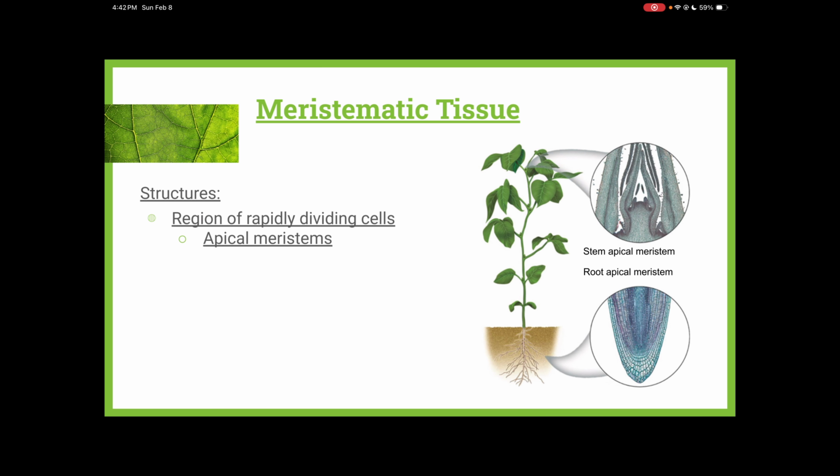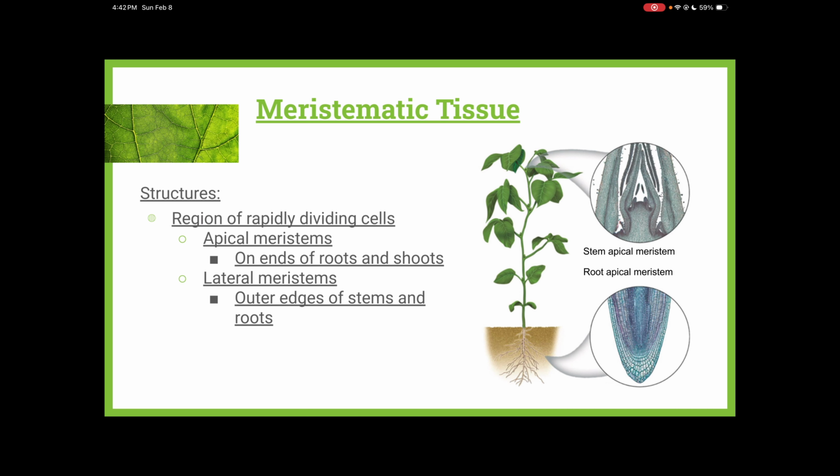Your apical meristems are the ones on the ends of the roots and the shoots. The shoots is the top green part of the plant. Lateral meristems make it grow bigger and wider around. It's on the outer edges of the stems and roots. Function, growth: it's primary growth, which is up, secondary growth, which is out.